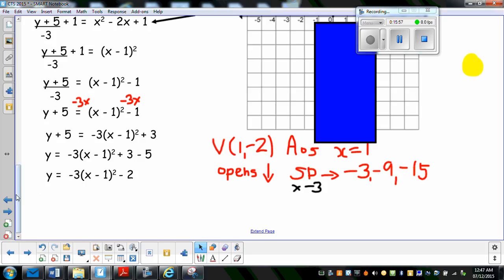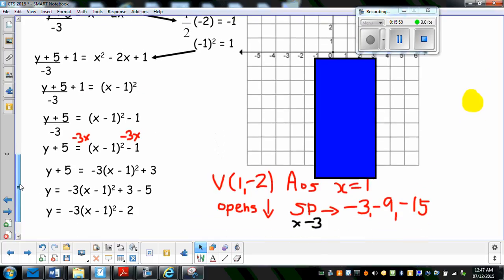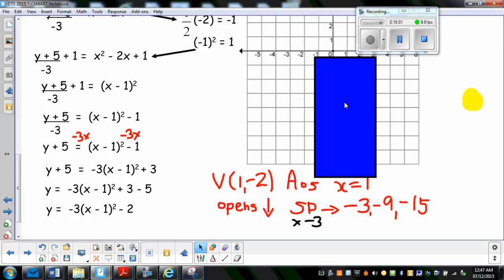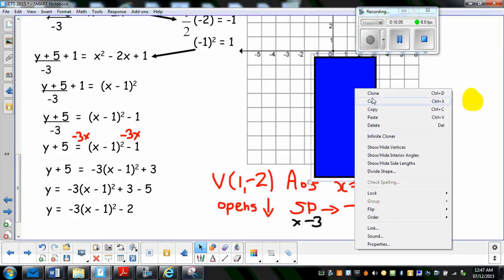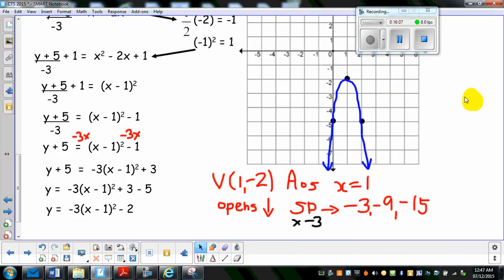So this one, we wanted to graph it. So I've got enough information here to graph it. First thing I'm going to do is plot the vertex. So the vertex is at 1, negative 2. So there's the vertex. And then I can just count the step pattern. So over 1, down 3.